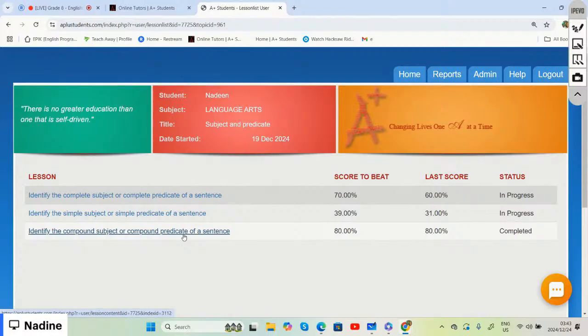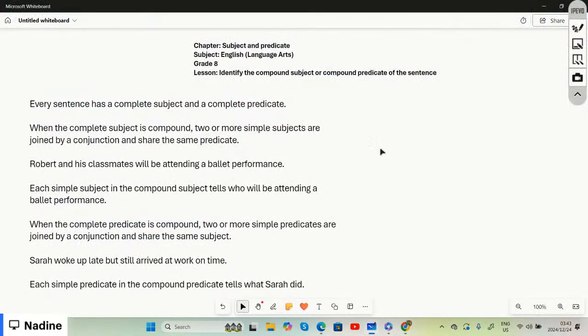And then in today's lesson, we did compound subjects and compound predicates, where we said that a complete subject is compound when it has two or more simple subjects joined by a conjunction, and it shares the same predicate. And a complete predicate is compound when it has two or more simple predicates joined by a conjunction, and it shares the same subject.